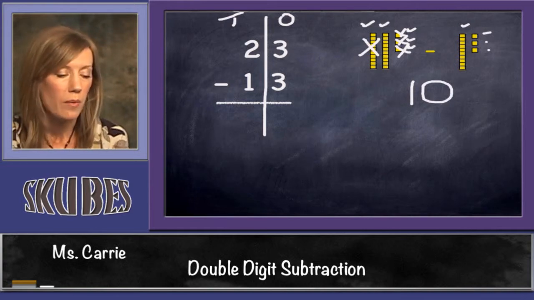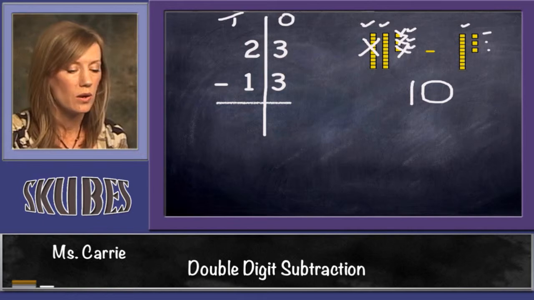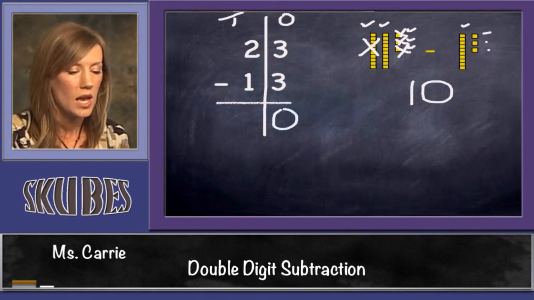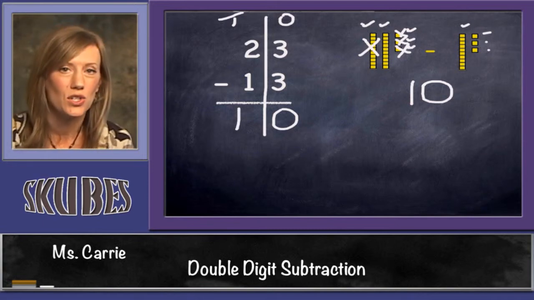Let's move back to our problem. Remember, we're going to start in the ones place. 3 minus 3 is 0, and 2 minus 1 is 1. We are right, our answer is 10.